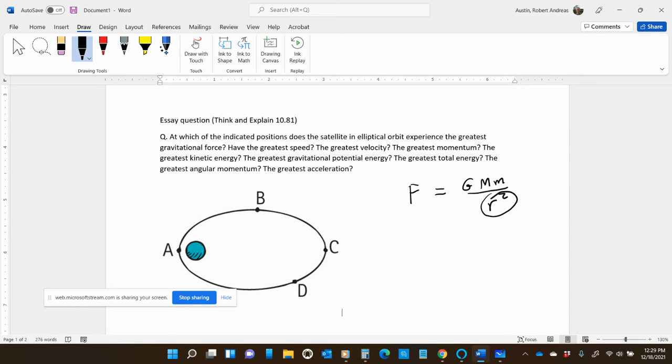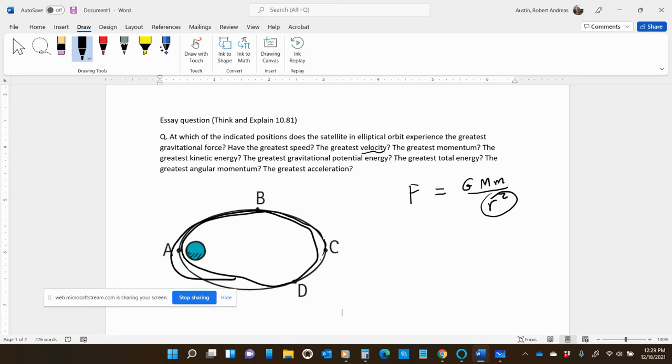Where is the greatest speed? Well, when it's out here, it's going slowly, and then it speeds up, and then goes out slowly and speeds up near the sun. So its greatest speed will be when it's closest to the sun. Well, speed's just the magnitude of the velocity. So its greatest velocity will be near the sun, which is point A.